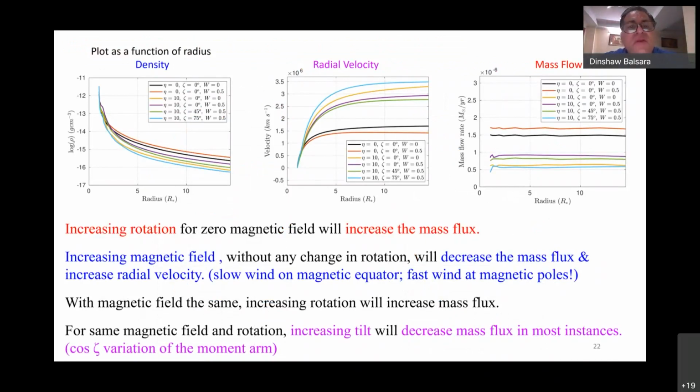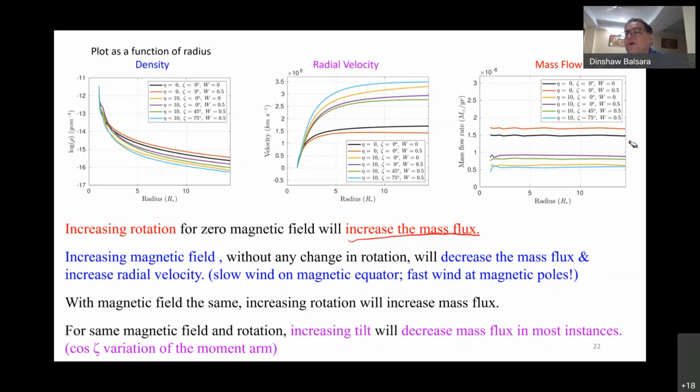So here I've shown you three different plots: density as a function of radius, radial velocity as a function of radius, and overall mass outflow as a function of radius. Let's first focus on the black and red lines in this plot. The black line shows a reference calculation with no magnetic field and no rotation. The red line shows the situation where we have no magnetic field, but we have cranked up the rotation. And you can see that introducing rotation will increase the mass flux. That's interesting and nice to know. So it basically conforms with our expectations.